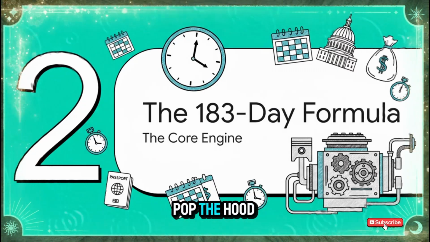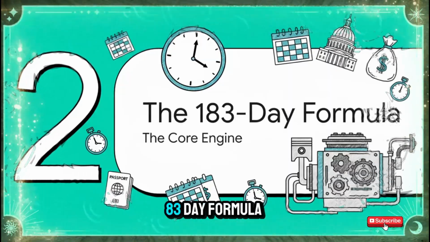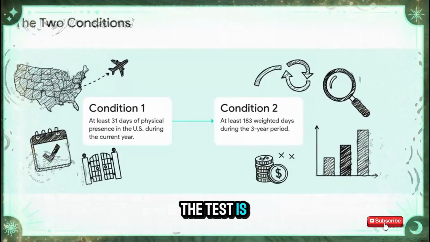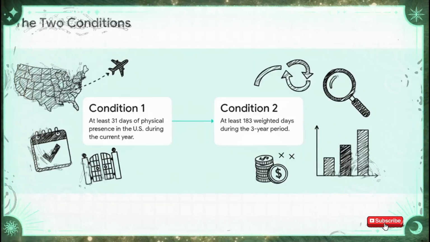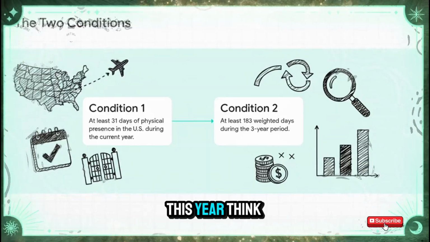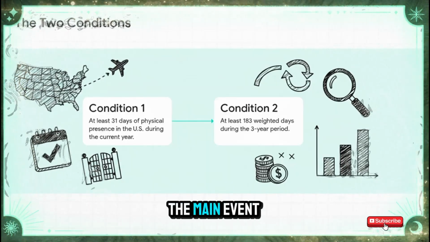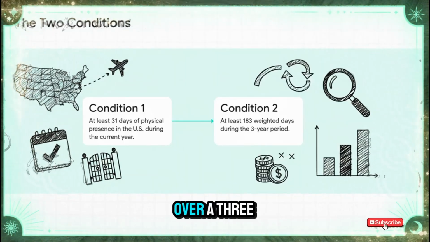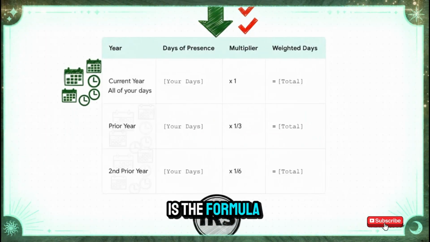Okay, so let's pop the hood on this thing and look at its core engine. This is the 183-day formula that drives the whole process. The test is really a two-part process, and you have to meet both conditions. First, you have to have been in the US for at least 31 days this year. Think of that as just a basic entry ticket. If you pass that, then you move on to the main event, the 183-day calculation, which looks back over a 3-year period. And here it is, the formula itself.